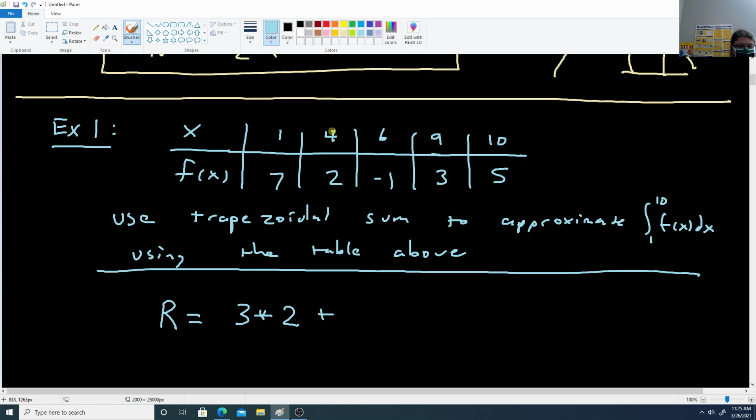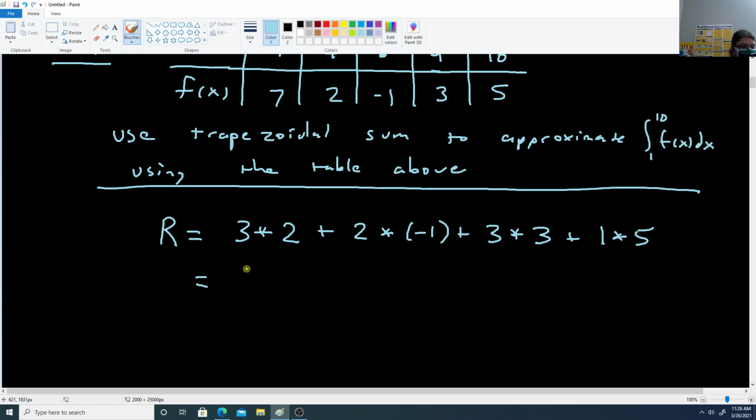Plus, the second bar will have width 2, since 4 up to 6 is 2. I have 2 as the left value, negative 1 is the right value. I'm doing a right endpoint approximation, so I use the negative 1. The next, 6 up to 9, is 3. I have negative 1 and 3. 3 is the right number, so I use 3. The final one, 9 up to 10, is 1. I have 3 and 5. 5 is the right-hand number, so I use a 5.